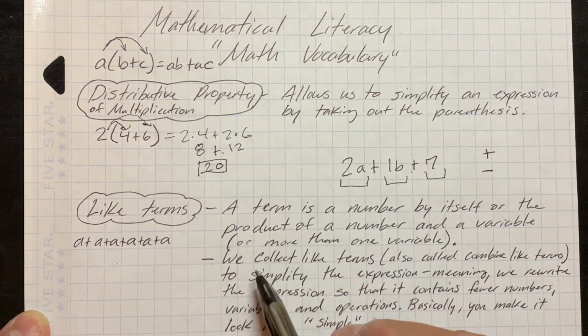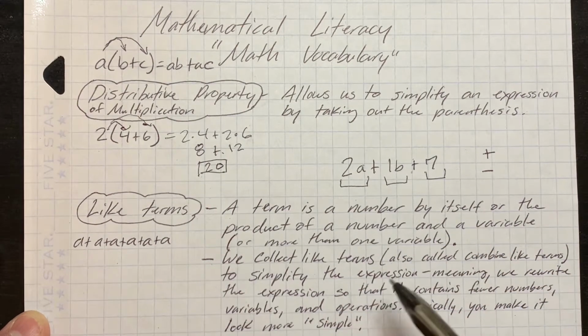Now when we collect like terms, we're combining like terms to simplify the expression. What that means is that we're going to rewrite the expression so that it contains fewer numbers, fewer variables, and fewer operations. Basically, you make it look more simple.